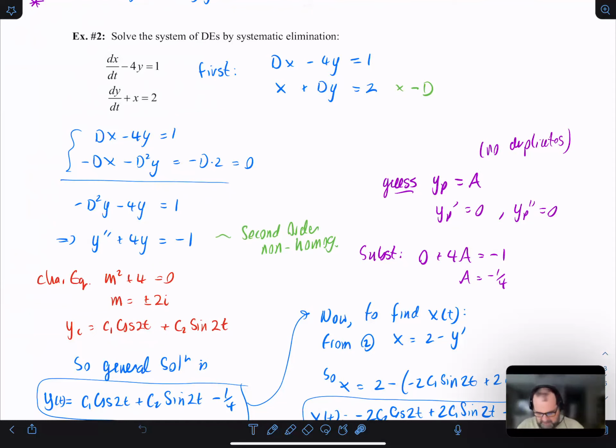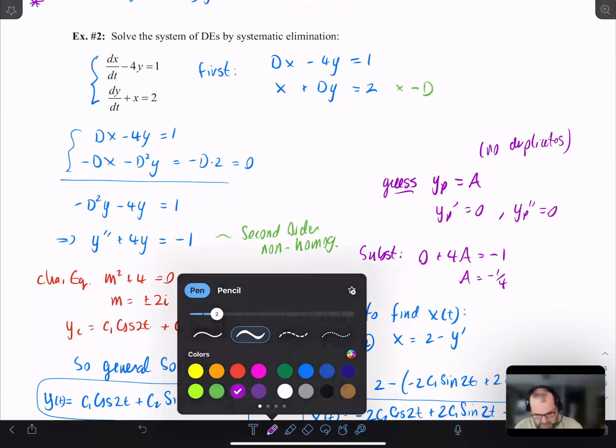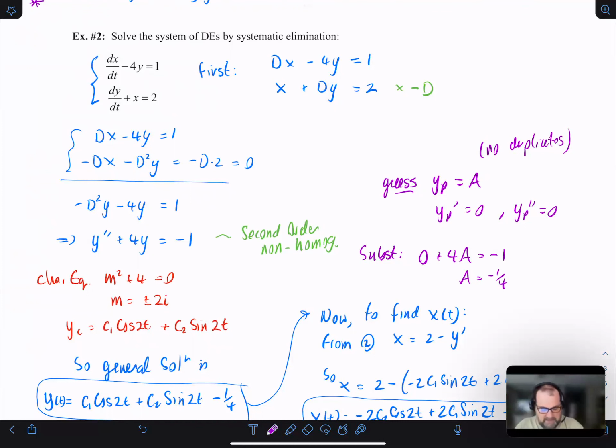All right, so this is our method. We are to solve the system of DEs by systematic elimination. So we really have two equations here, number 1 and number 2. The first one is dx/dt minus 4y equals 1. The other one is dy/dt plus x equals 2. This is not written in a convenient way for our purposes. First off, I don't have it organized as I want. I don't have the x's first in both equations. I don't have the y's second in both equations, and then everything else. I do have all the numbers on the other side, so that works out.